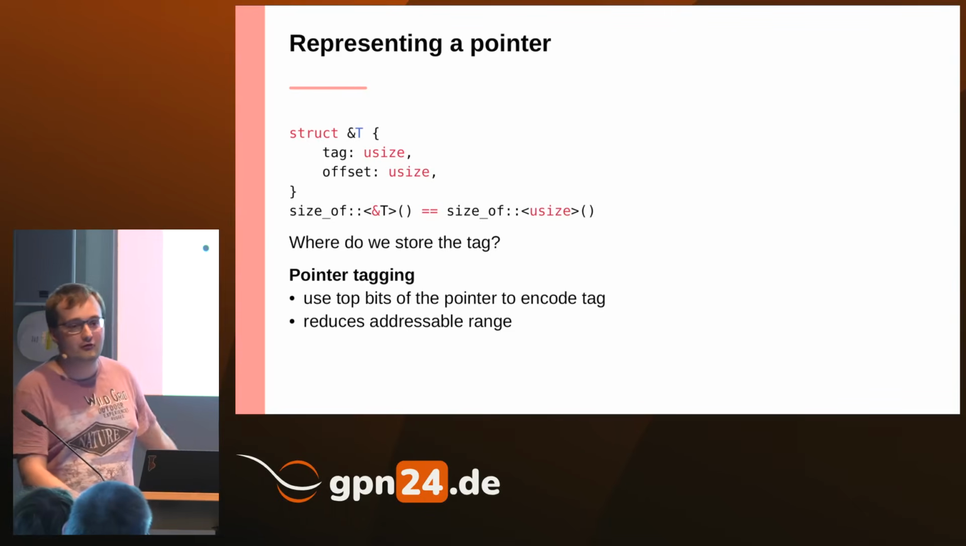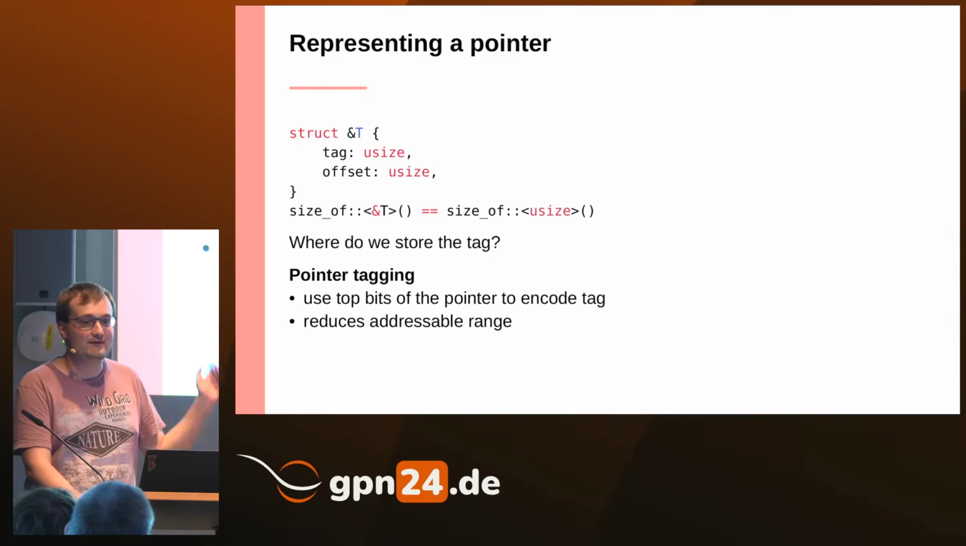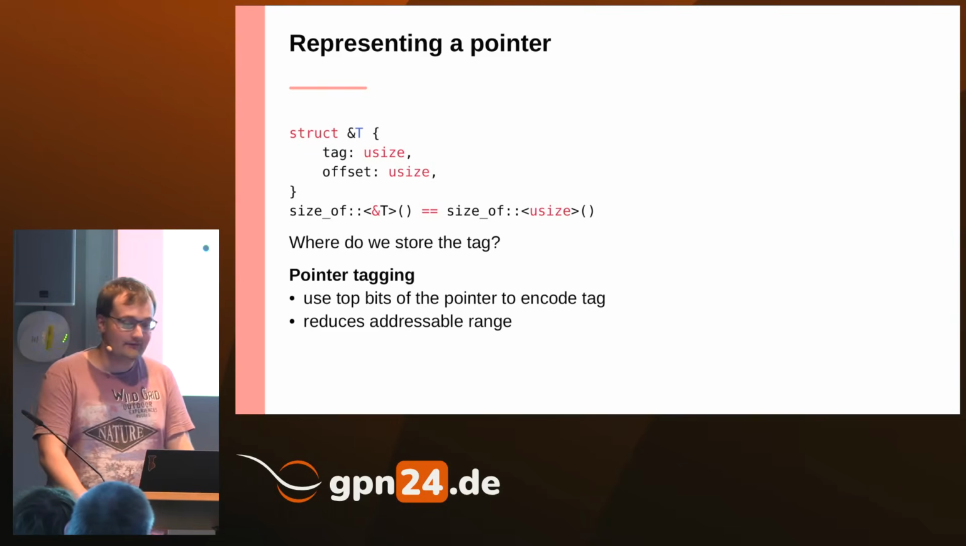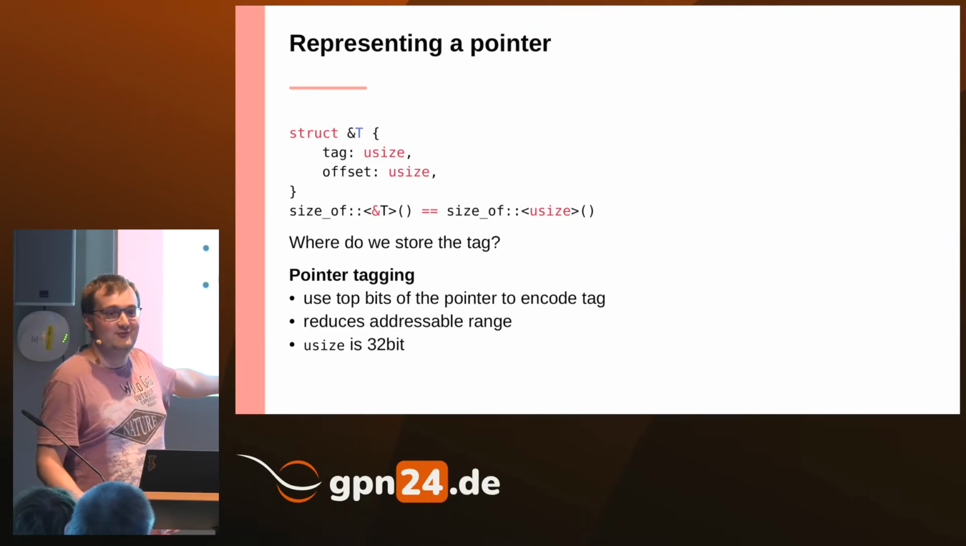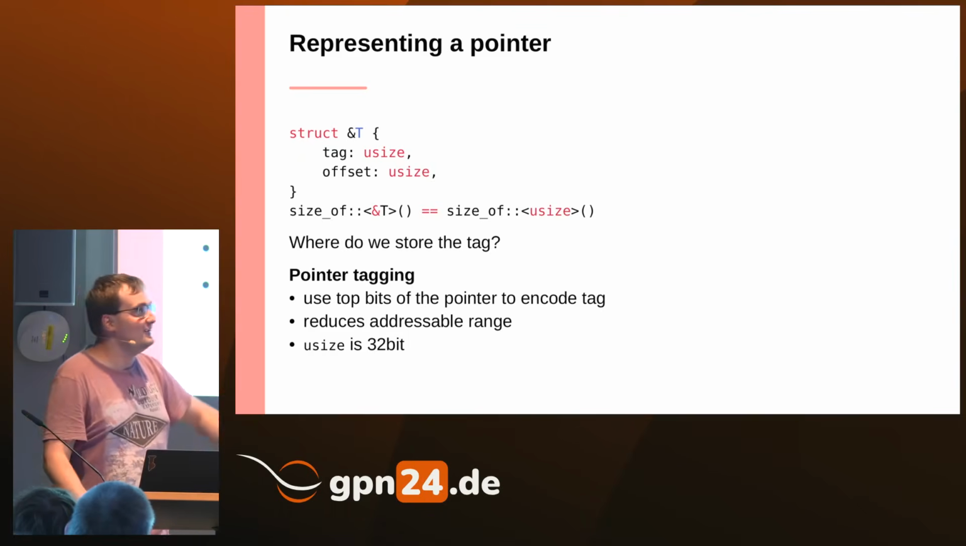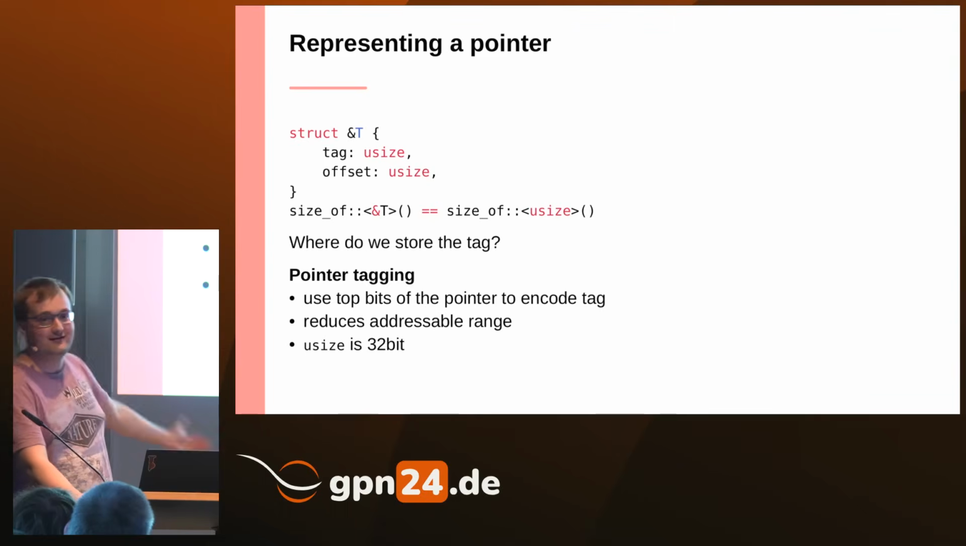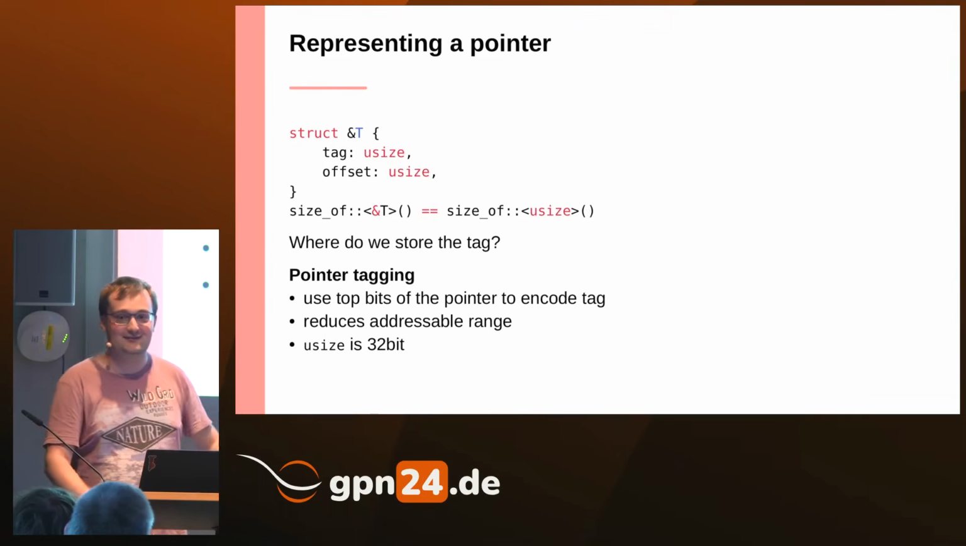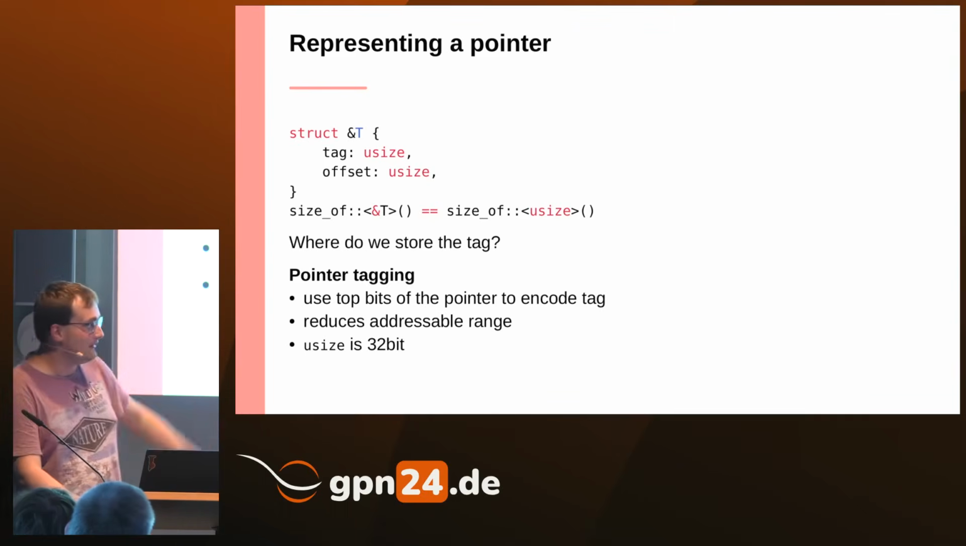This reduces the addressable range, which you may think, sure, whatever, 64-bit is no huge deal. The problem is, usize is 32 in our platform. And actually, usize doesn't make any sense, because no shader language has usize, because it has no pointers, right? In our case, it's 32-bit.